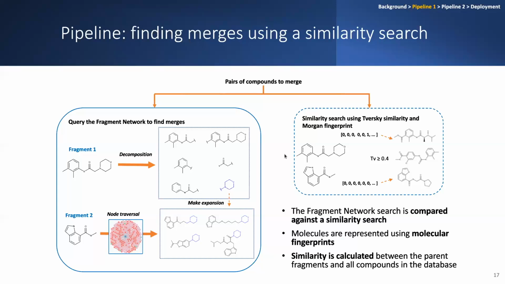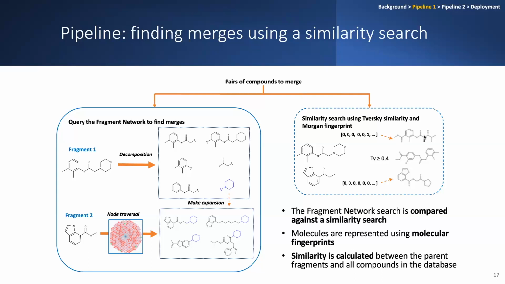As I mentioned, we compared this against a more traditional similarity search. Similarity search is conducted using molecular fingerprints. The molecular fingerprints are essentially just a really simple vector representation of a compound, where each of the numbers represents the presence or absence of a certain substructure. And it's quite easy to calculate, thus, similarity between two molecules using these vector representations.